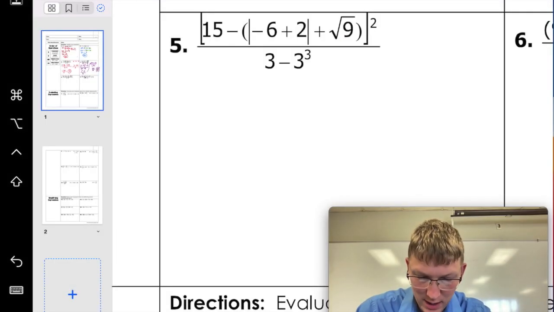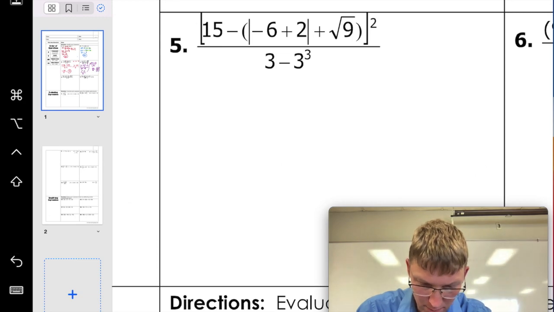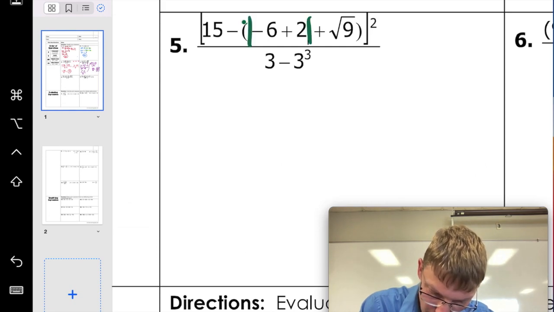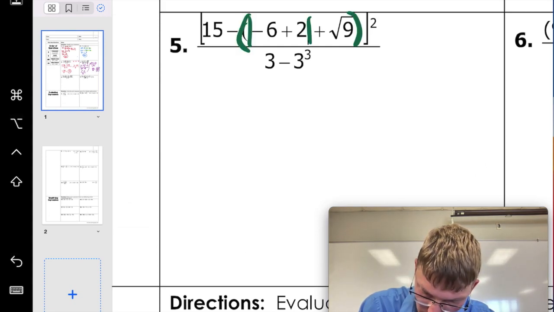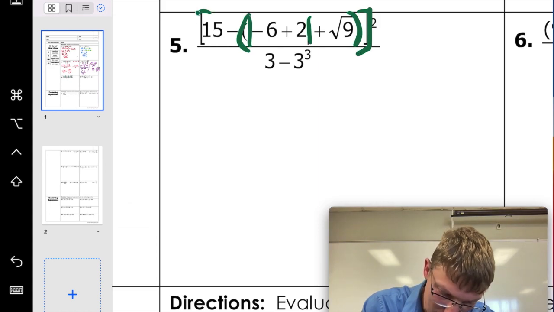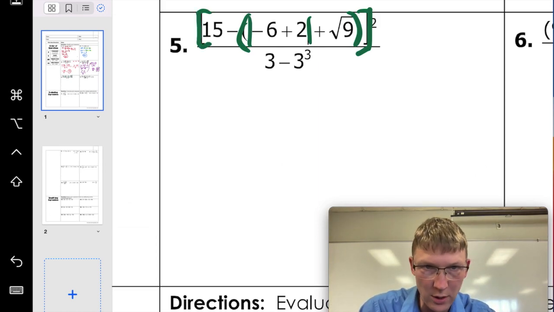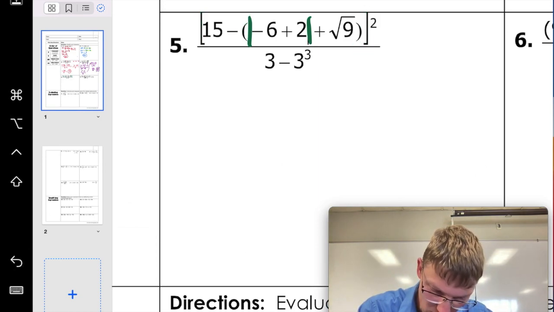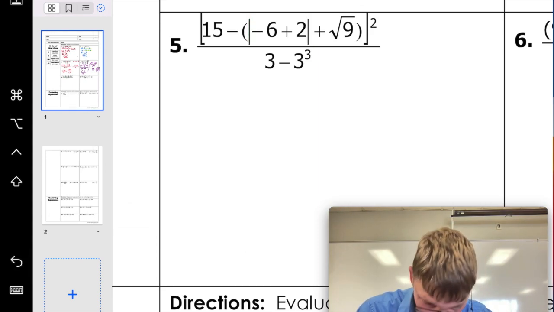All right, we've got a lot going on with this example. We've got multiple different layers of grouping. So we've got our absolute value here. We've got a parenthesis right there, and we've actually got a square bracket, which is just another version of a parenthesis. But we use the square brackets just to differentiate when we have multiple things like this. So let's start from the inside and work our way out.